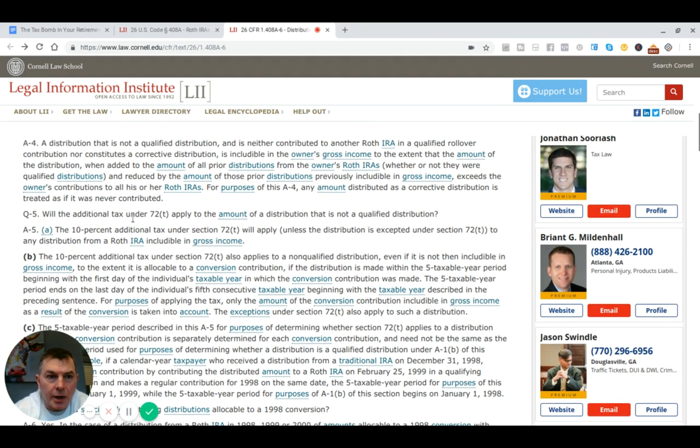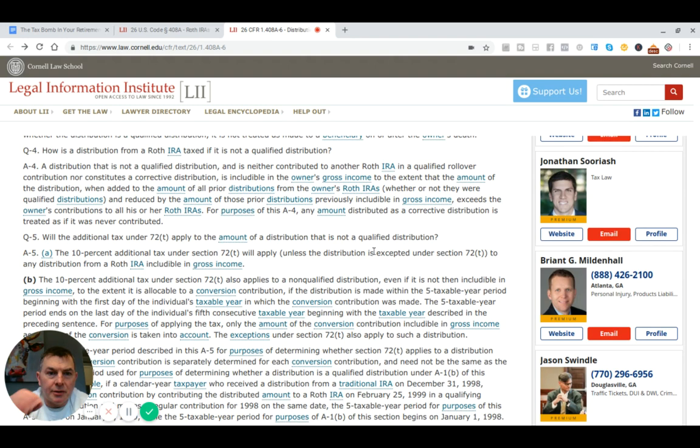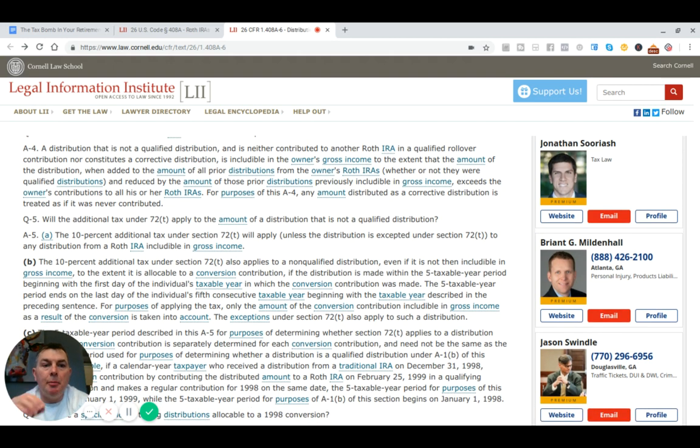All right. With the additional tax under the 72T, and that's just the rules for distributions on IRAs, the 10% rule applied to the amount of the distribution that's not a qualified distribution. So remember, the 10% tax is what the 72T rules, and the 72T rule gives you a way to avoid the 10% tax. I've talked about those on numerous occasions, so I'm not going to do it here. But the 10% additional tax under 72T will apply unless the distribution is excepted under Section 72T.